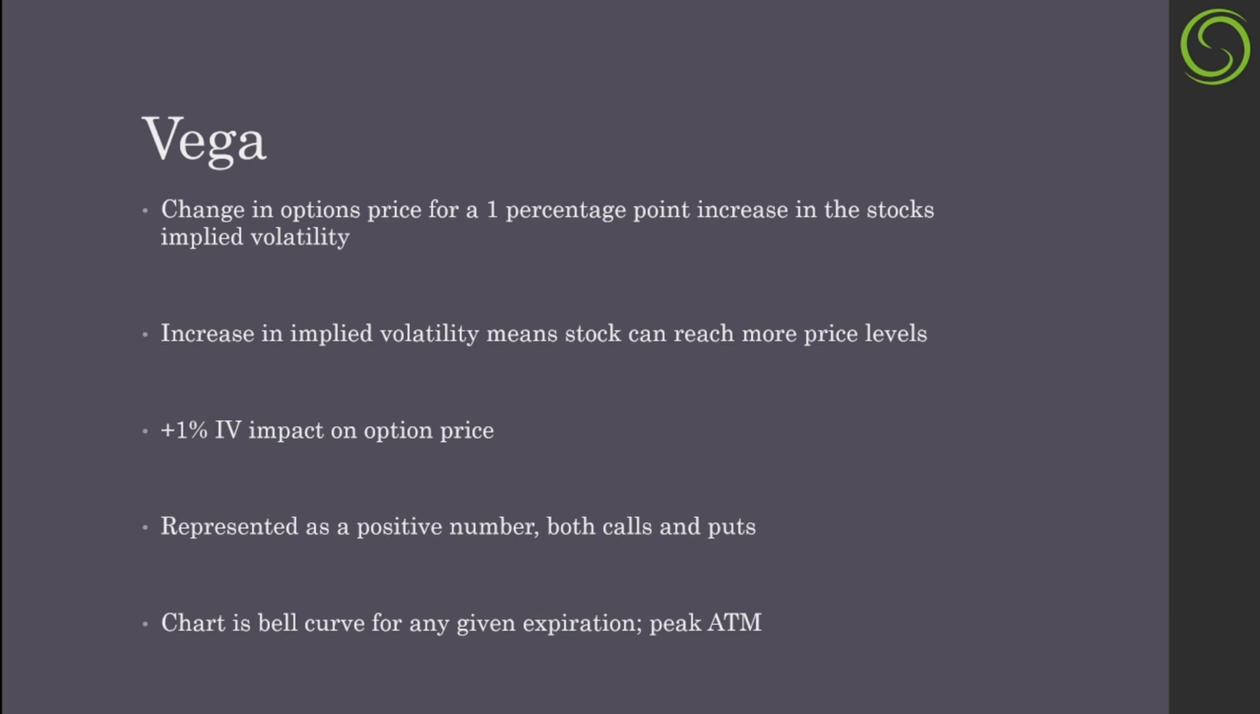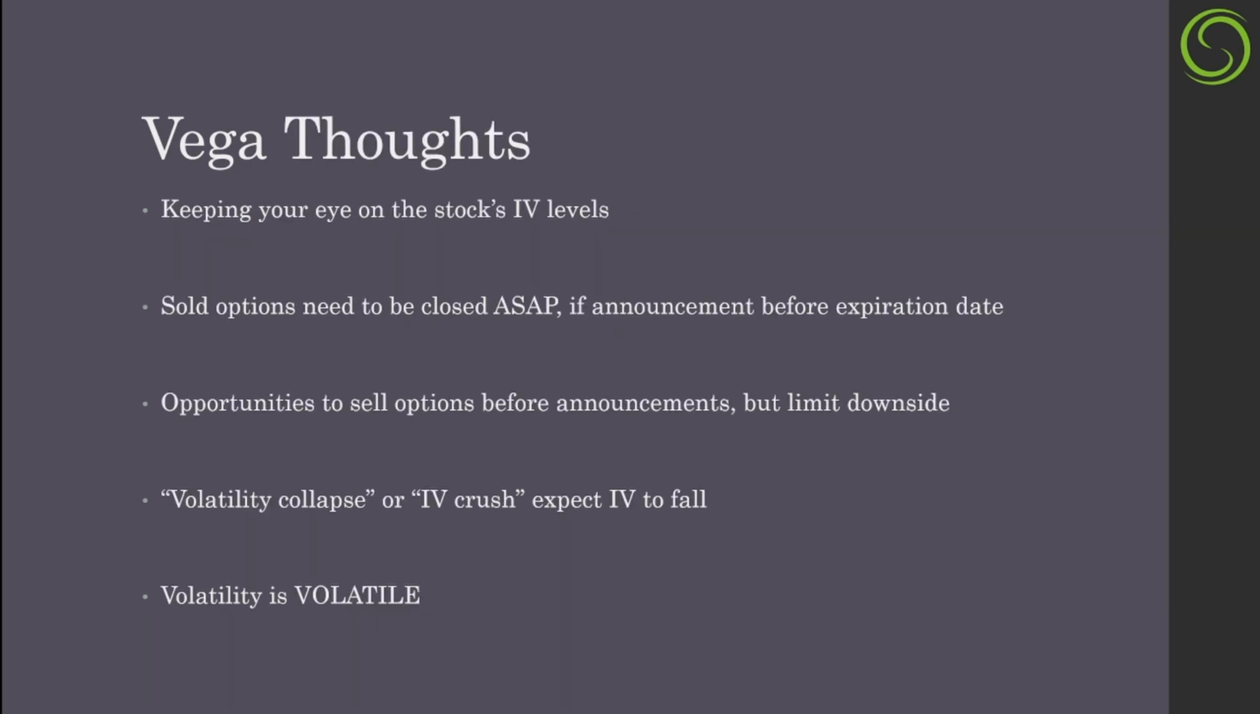Vega is represented as a positive number for both calls and puts, since it is a measure of an increase in volatility. If you charted Vega for all strikes in a given expiration, the line would look like a bell curve with the peak being at the money. So volatility can be a tricky component to manage with options, but checking the stock's volatility levels before entering a position will give you a perspective of what the market is expecting and how to play the current environment.